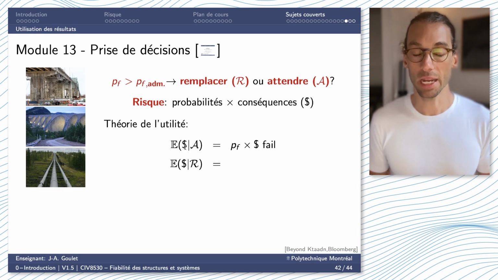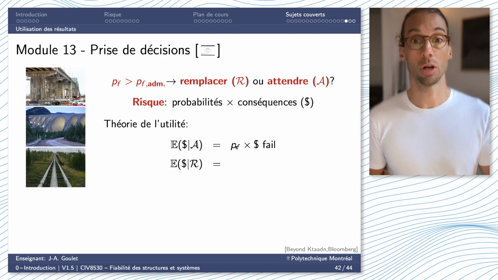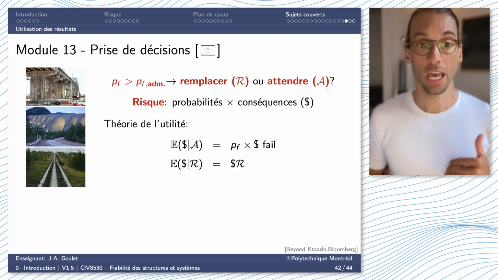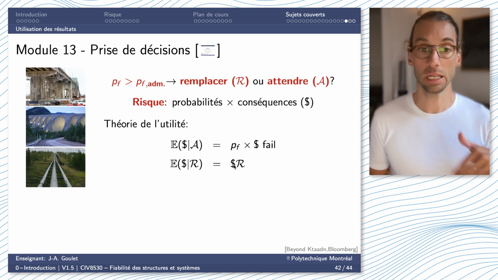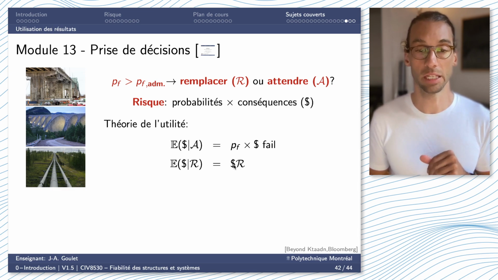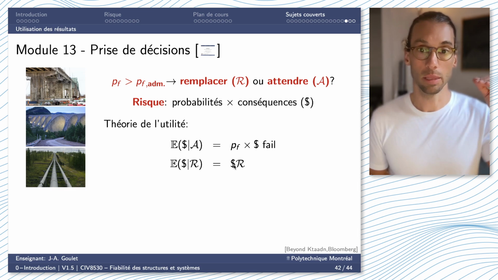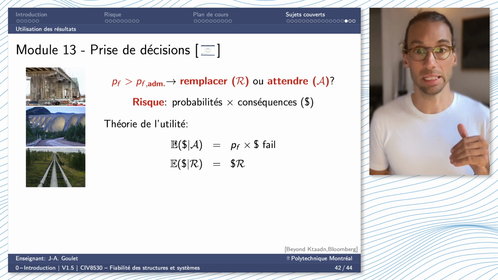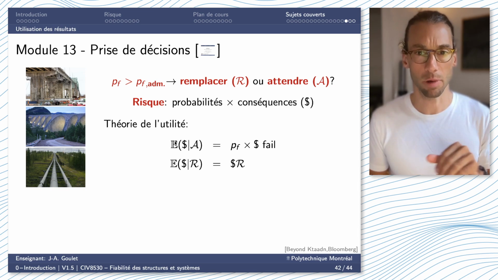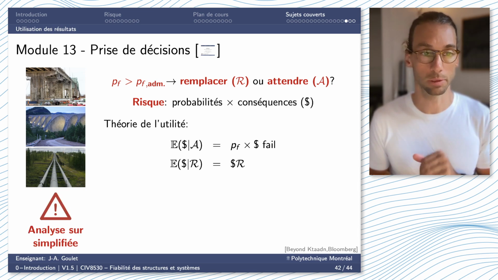If we wait, it's going to be a cost of failure times the probability of failure we compute with our reliability analysis. If we decide to replace, it's deterministic. It's going to be the cost of replacement. With utility theory, we're going to take the action that maximizes this expectation. We're going to see in the next module in detail the notion of expectation.